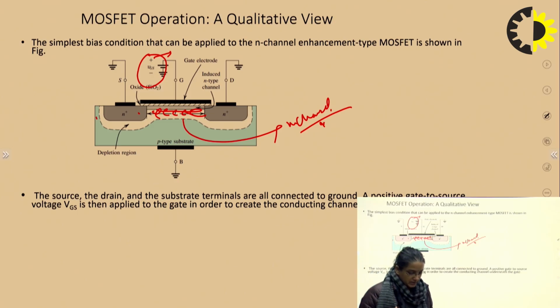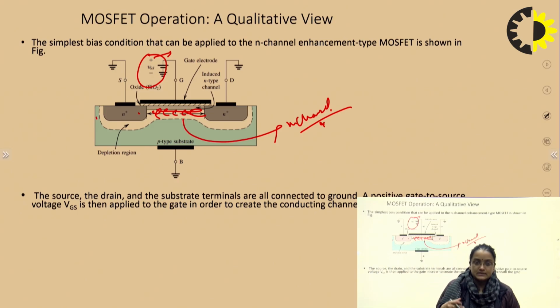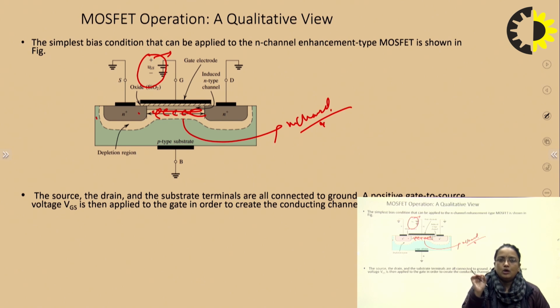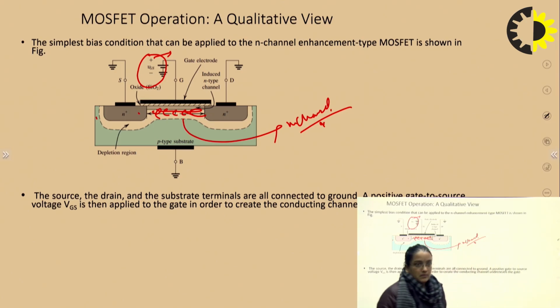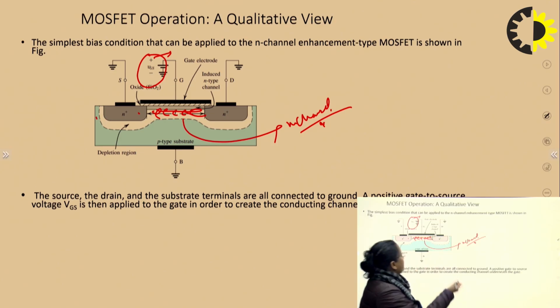But the question that comes to mind is, does the depletion region exist if VGS is 0? The answer is yes. The depletion region exists, but it is very thin, almost negligible. We can't say that there will not be a depletion region. And the width of the depletion region increases as we apply the positive gate to source voltage.